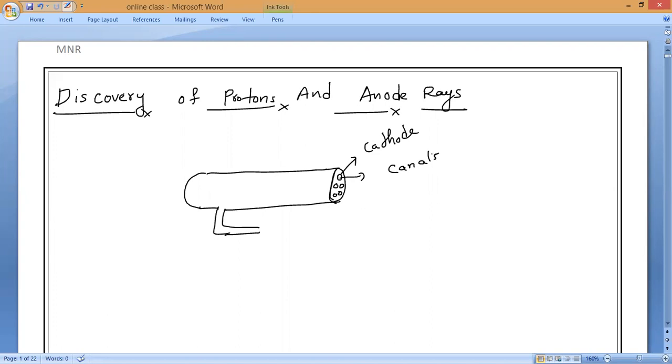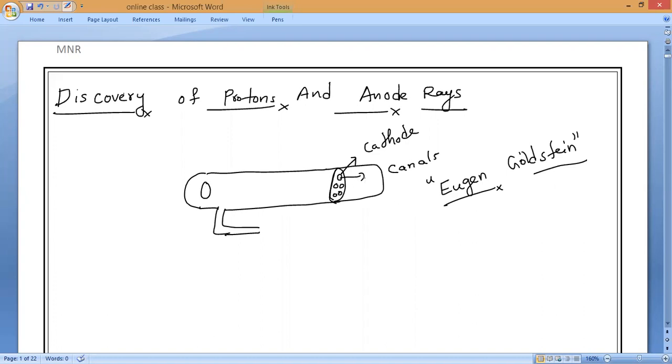Now let us see how this experiment was conducted and how it was proved that anode rays are positively charged. Who conducted this experiment, the discovery of anode rays? The scientist is Goldstein, who conducted this experiment with only one difference, a perforated cathode. He took one anode here, and this is the perforated cathode.